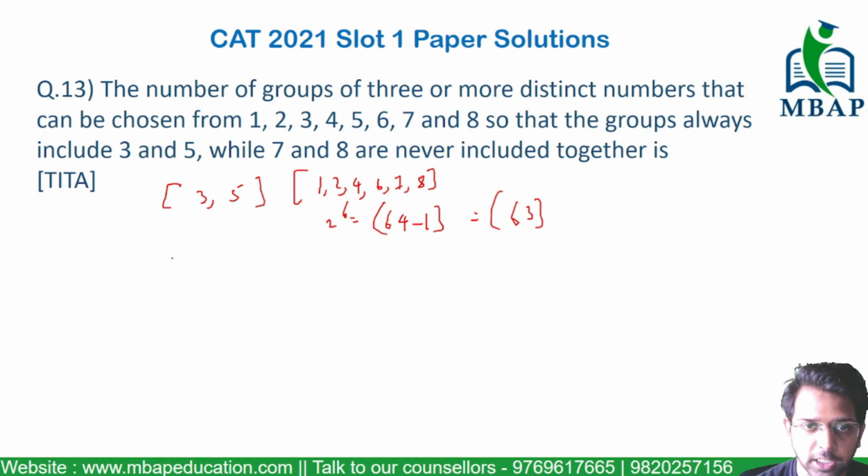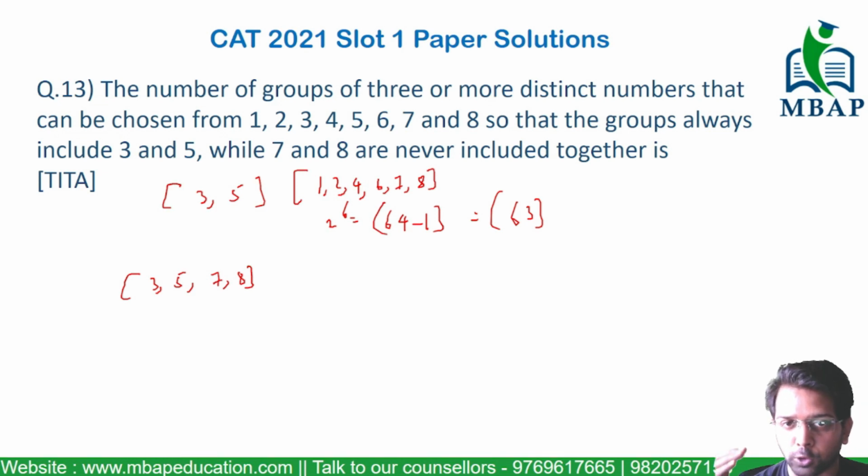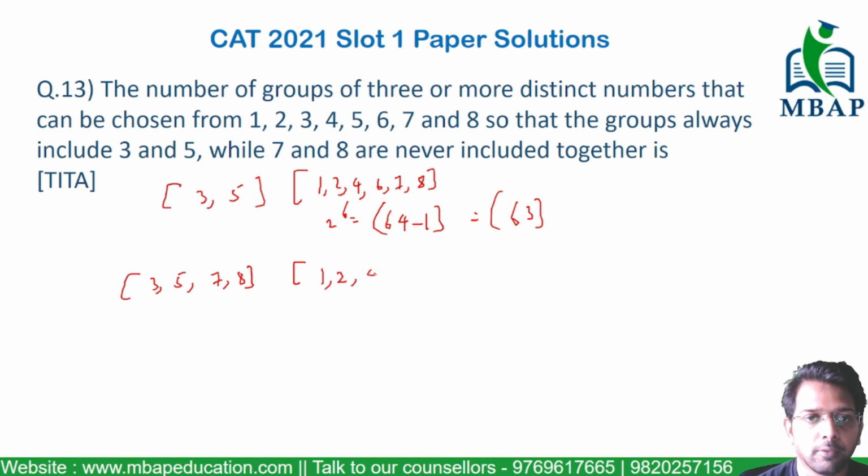But there's a catch. This will also include all those instances in which you have also selected 7 and 8 together. You don't want 7 and 8 to be included together. Now let's remove all those cases out of those 63. I repeat, let's remove all those cases out of those 63 which have a combination of 3, 5, 7 and 8. Now if you exclude 3, 5, 7, 8, which are pre-selected, the numbers which are left will be 1, 2, 4 and 6.